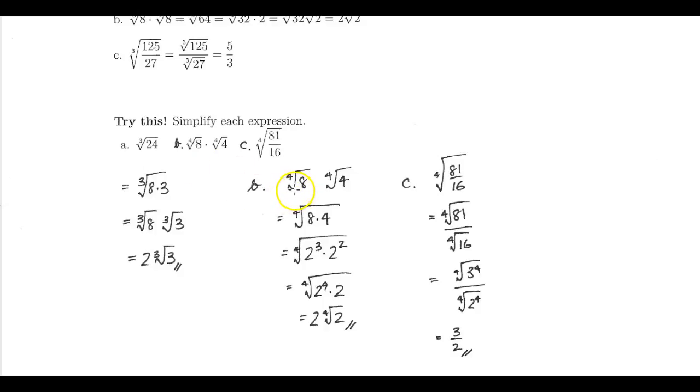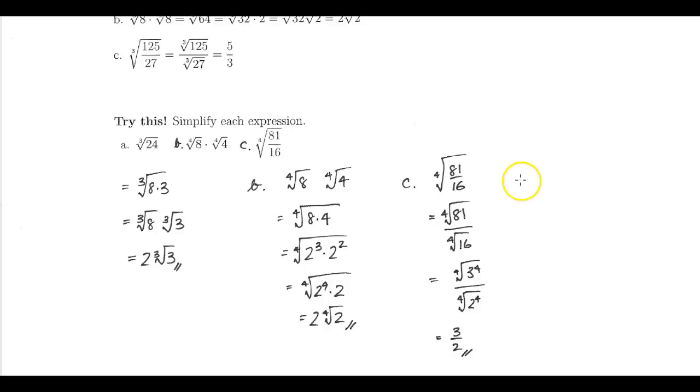In part B, if I take the 4th root of 8 times the 4th root of 4, that's a 4th root of 8 times 4. And 8 is 2 cubed and 4 is 2 squared. So this is 2 to the 5th, which is like 2 to the 4th times 2. And the 4th root of 2 to the 4th is going to be 2 times the 4th root of 2. So I wrote these numbers as powers of 2 to get exponents here, and if I have an exponent that matches the index, like that rule above, the 4th root of 2 to the 4th is 2.